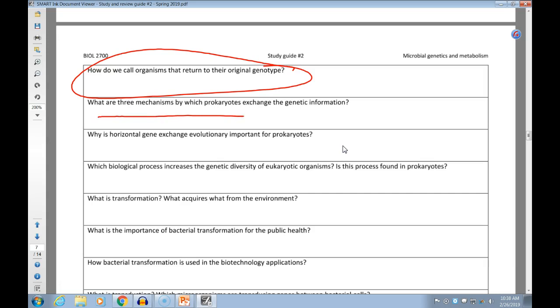Three mechanisms. So, match conjugation, transformation, and transduction with a description of it. Am I clear? There will be questions. Blah, blah, blah is, and you have to tell whether it's transformation, transduction, or conjugation. You have to be able to clearly match it. Know the difference between specialized and generalized transduction. Specialized transduction is carried out by lysogenic phage, generalized by lytic.